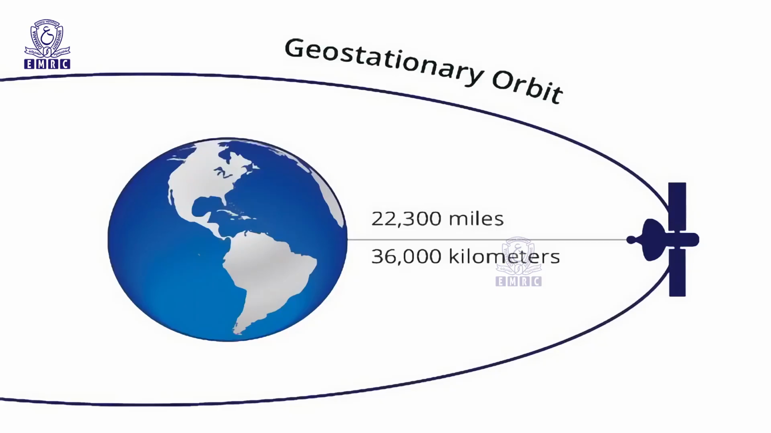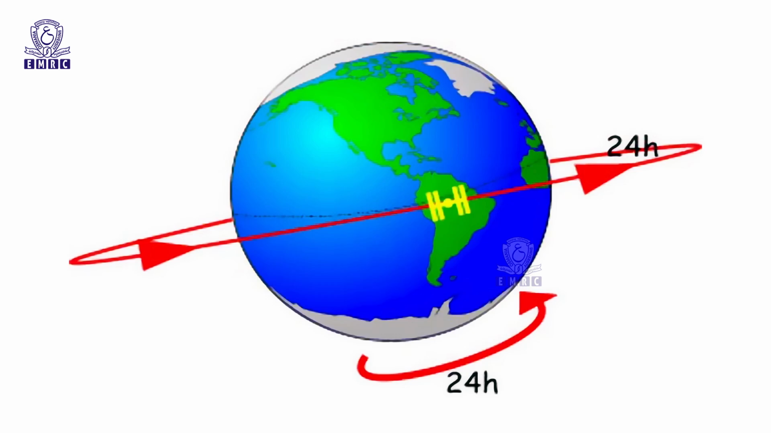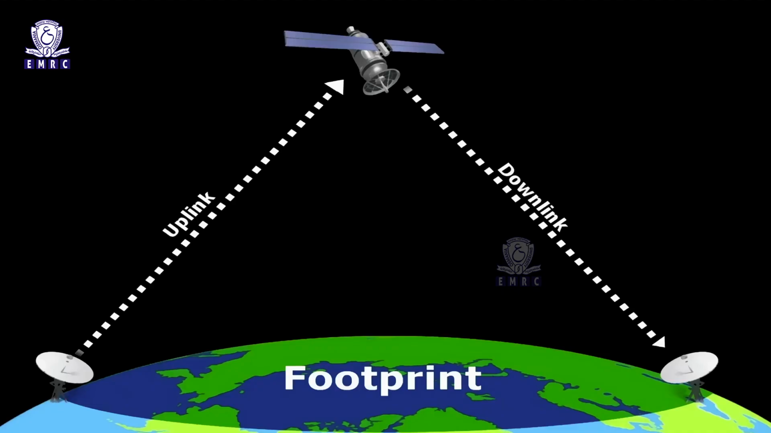At a high orbital altitude of 35,800 kilometers, a geostationary satellite orbits the Earth in the same amount of time it takes the Earth to revolve once. From the Earth, therefore, the satellite appears to be stationary, always above the same area of the Earth. The area to which it can transmit is called a satellite footprint.